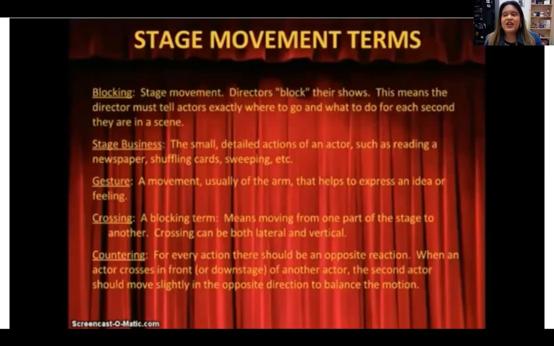Countering is when you move opposite on stage. So if I tell someone to cross towards you, I might tell you to counter and move away from that person. And so counter, opposite of crossing. It's moving away.